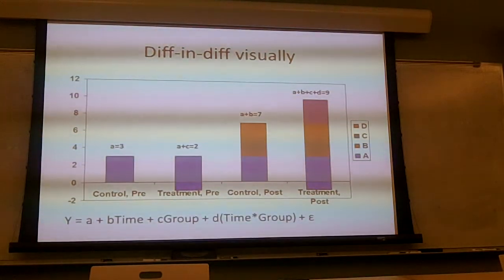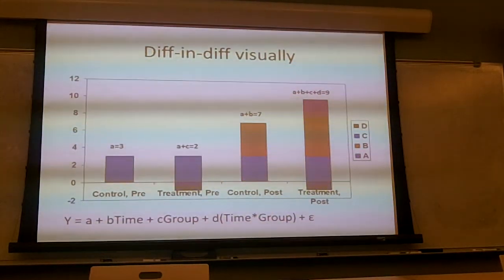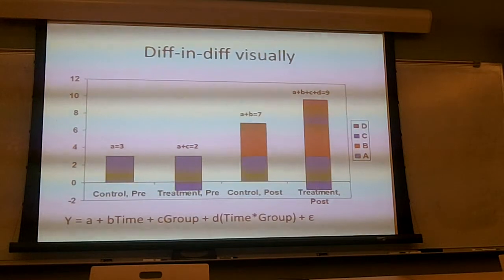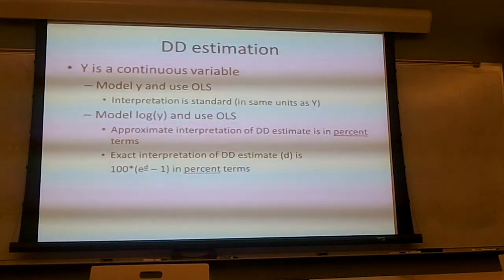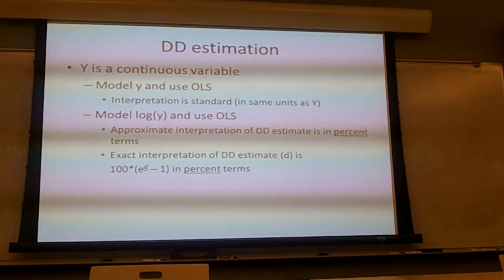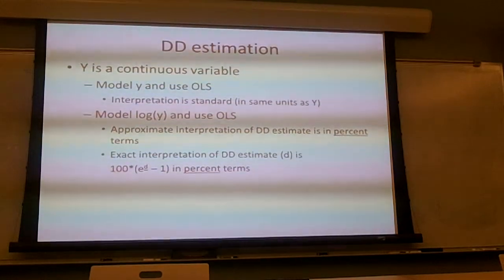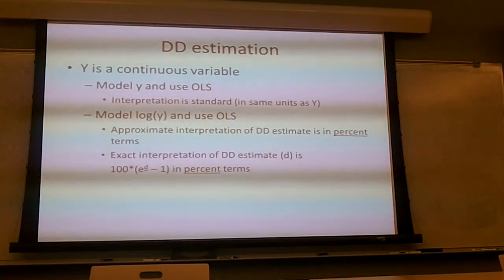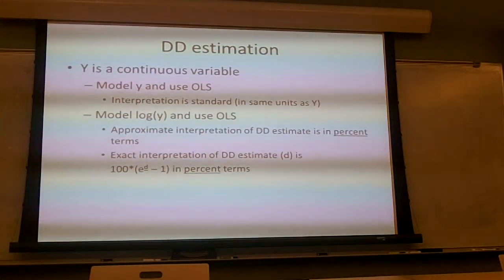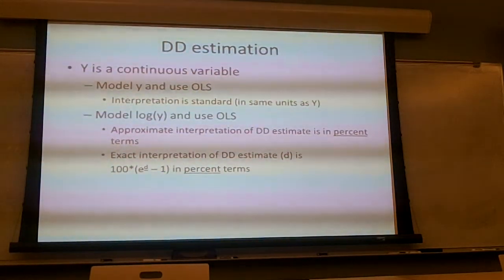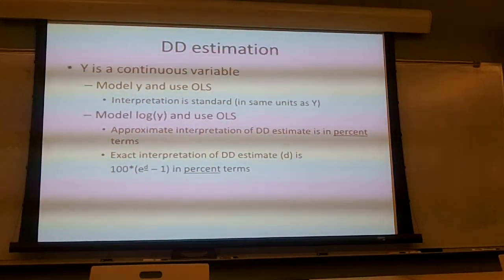Okay, hopefully you get the idea, right? The differences visually, horizontally, vertically, with bar charts, all the same thing. How do we actually take this to the data? So if y is a continuous variable, what should we be using? Well, we could model y directly and use ordinary least squares, that is linear regression.